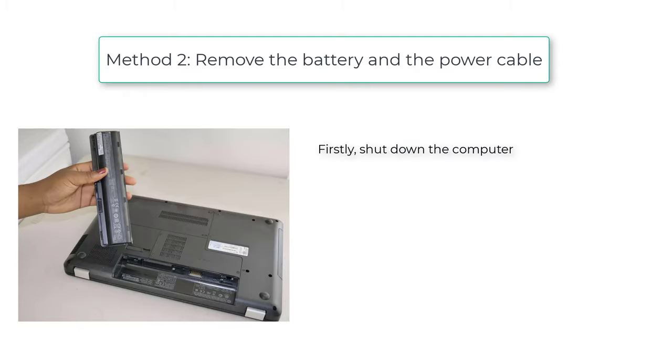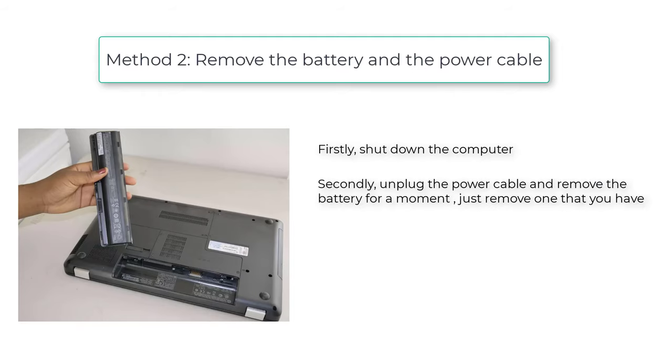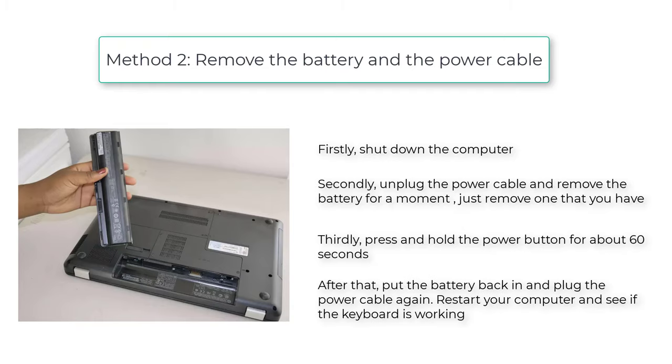Firstly, shut down the computer. Secondly, unplug the power cable and remove the battery for a moment. Just remove the one that you have. Thirdly, press and hold the power button for about 60 seconds. After that, put the battery back in and plug the power cable in again. Restart your computer and see if the keyboard is working.